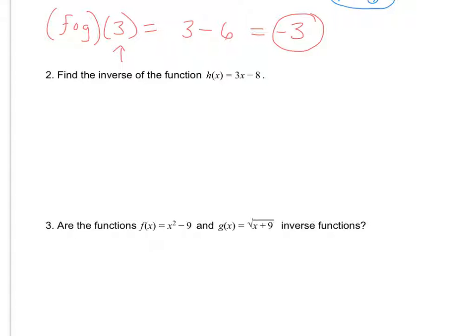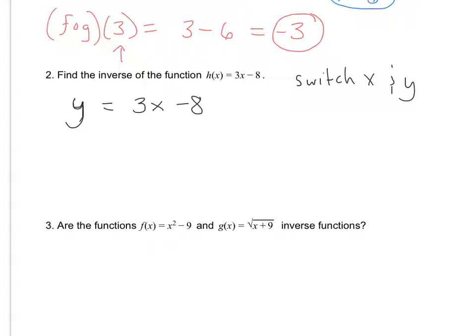Okay, let's look at number 2. Find the inverse function of h of x equals 3x minus 8. Well, when we're finding the inverse, if you remember, this is where we switch x and y. But of course, in this problem, there currently is no y. But h of x, that function notation, can just represent y. So this would just be y equals 3x minus 8.